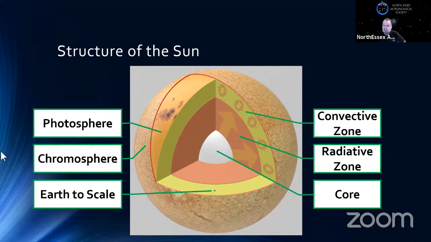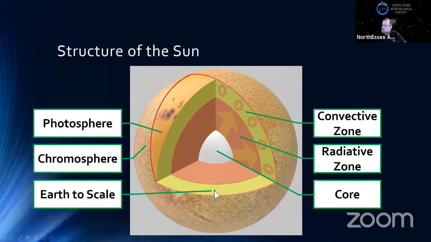The corona is really, really hot. It's about 1 to 3 million degrees on average. In some places it can get as hot as 20 million degrees, so it's actually hotter than the core, which might sound surprising, given that you'd think the further away you get from the heat source, the cooler things would be. But magnetic fields, we believe, transfer a lot of energy up into the corona and heat it up. Okay, so that's the basic structure of the sun.